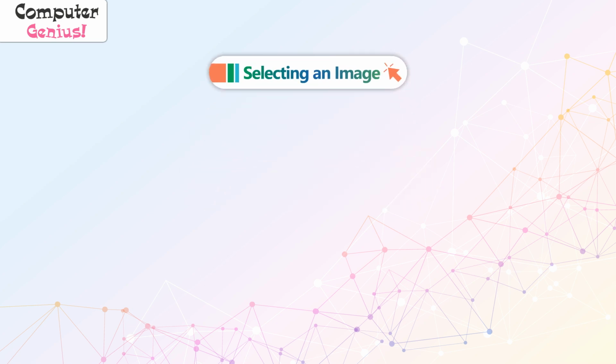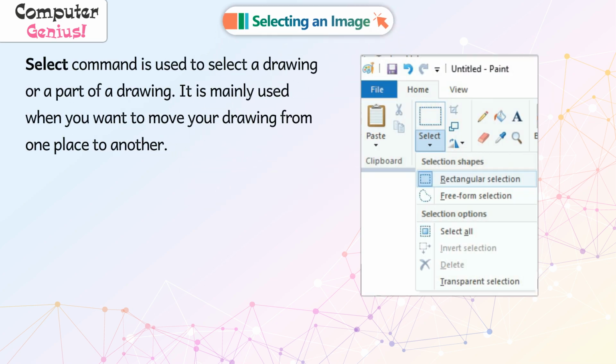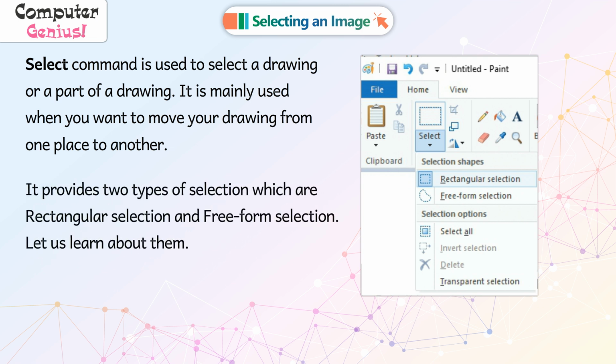Selecting an image. The Select command is used to select a drawing or a part of a drawing. It is mainly used when you want to move your drawing from one place to another. It provides two types of selection, which are rectangular selection and free-form selection. Let us learn about them.